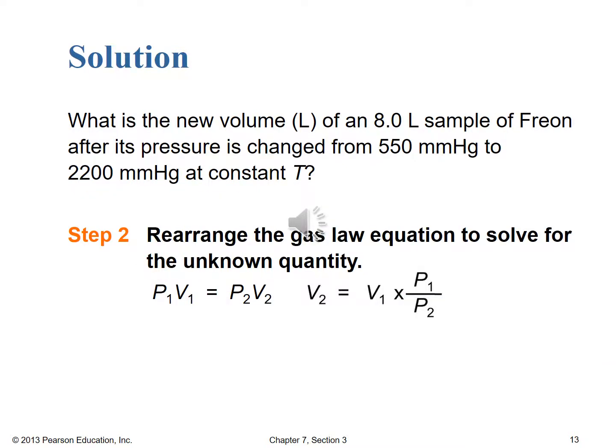Okay, moving on to step 2, we can rearrange that gas law equation to solve for the unknown quantity. So it's V2 again that we're solving for. This should be familiar to those of us who worked through that example problem. V2 equals V1 times P1 over P2. So we've got the form of it correct, and now we're ready for step 3 to plug in some numbers.